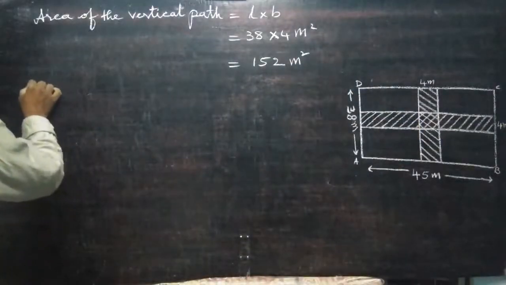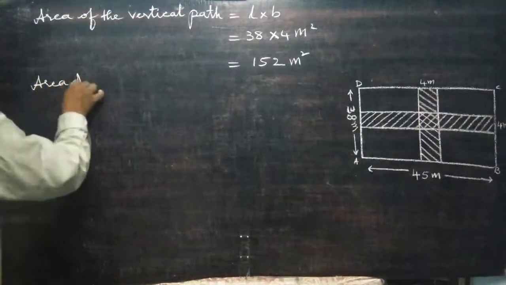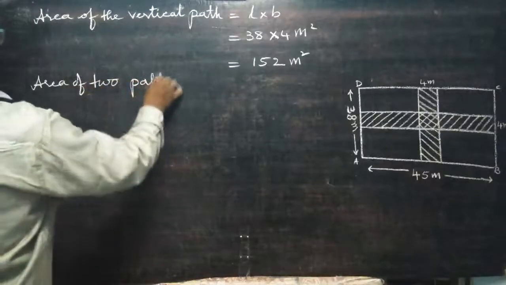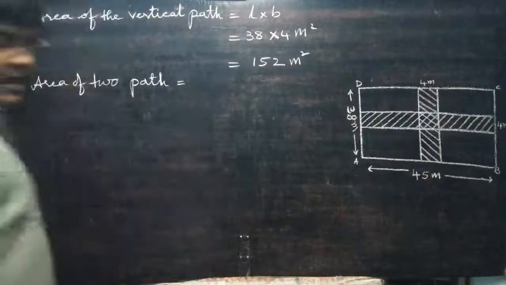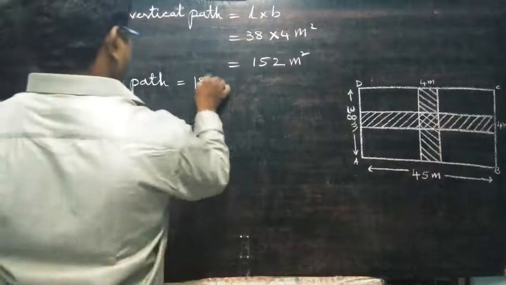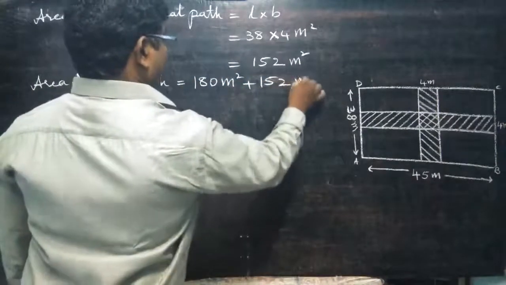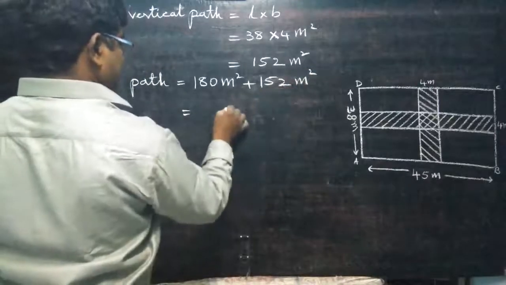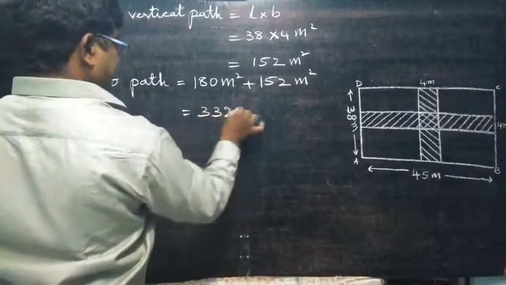Now area of two paths. Add. First one, how much we got? First path 180 meters square. Now second one we got 152 meters square. 0 plus 2 is 2. 13, 3, 1, 2, 3.